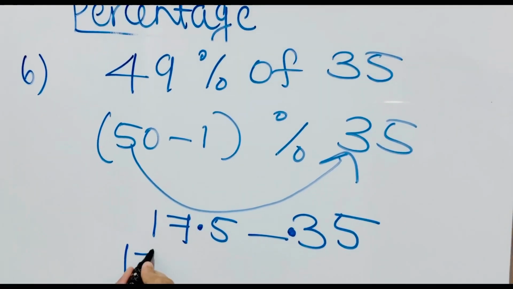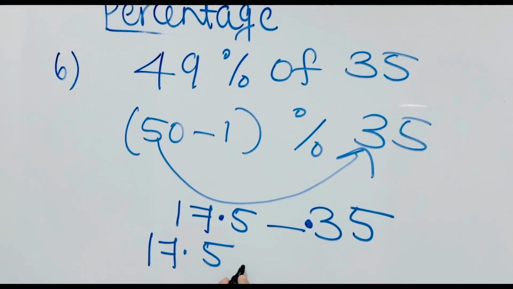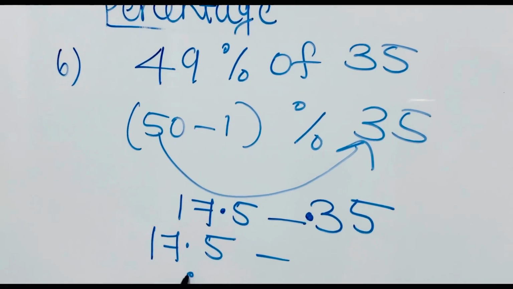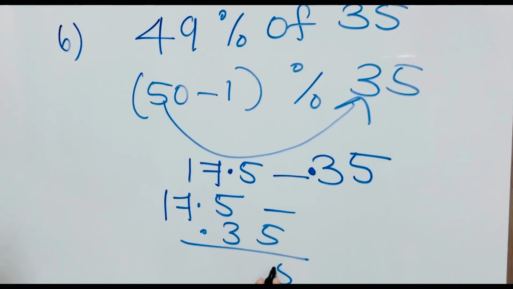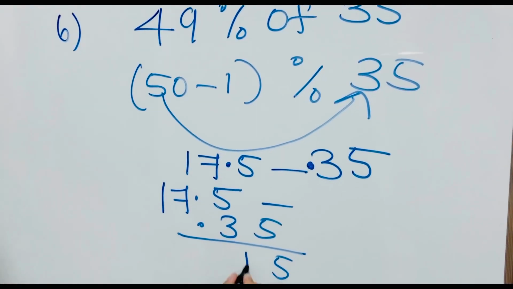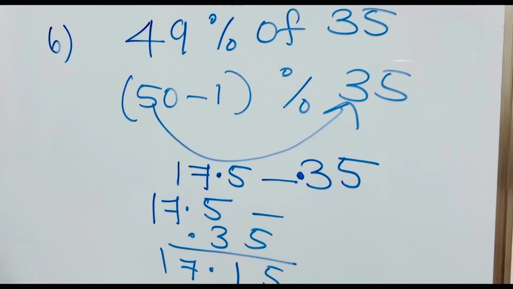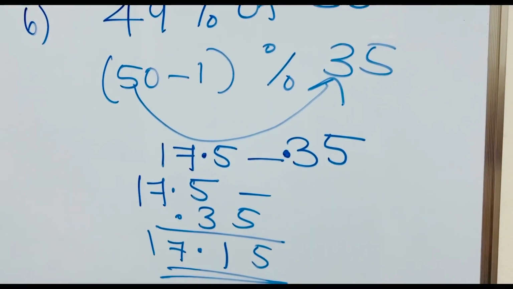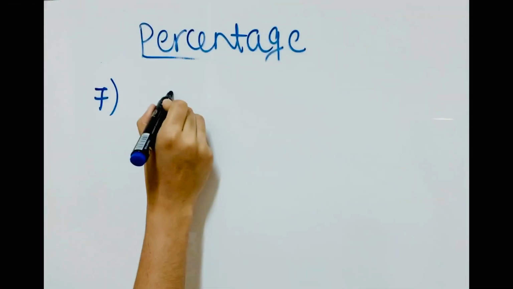Just do the subtraction. 17.5 minus 0.35. Here it will be 5, this is 4 minus 3, 1, 7, 1. It will be 17.15, that is the answer.